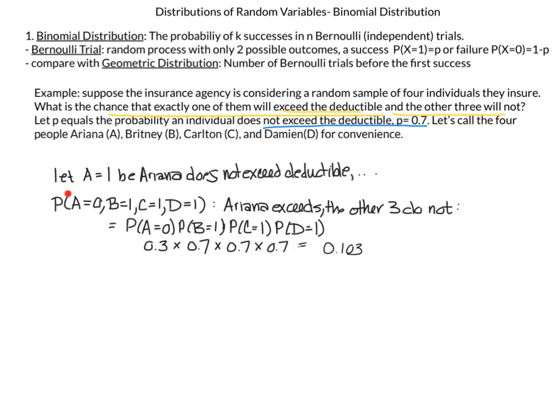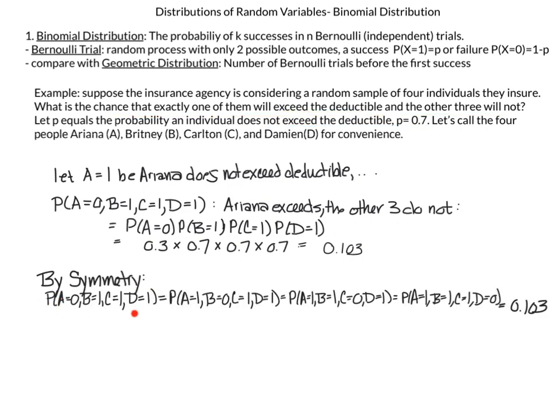So the probability of A equals 0, B equals 1, C equals 1, and D equals 1, remember this is and, is going to be the probability of each of these individual events multiplied together. So probability A equals 0, probability B equals 1, probability C equals 1, and probability D equals 1. And remember, the reason why we don't need to use conditional probabilities here is because these trials are independent, because they're Bernoulli trials. So probability that A equals 0, that's the probability of failure, which is 1 minus probability of success, so we get 0.3. Probability of Brittany being a success is 0.7, probability of Carlton is 0.7, probability of Damien is 0.7. So our probability that Ariana exceeds and the other three do not is 0.103, so approximately 10.3%. We've just calculated this case where it's Ariana who exceeds the deductible and the other three do not.